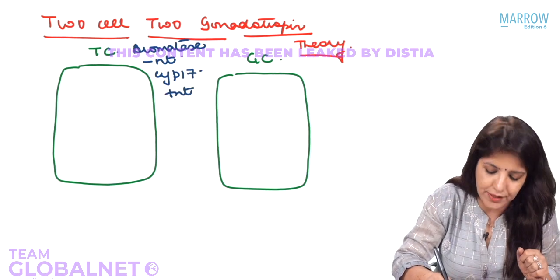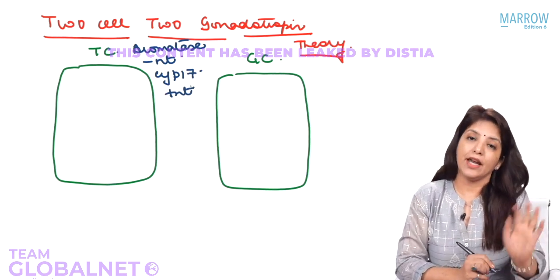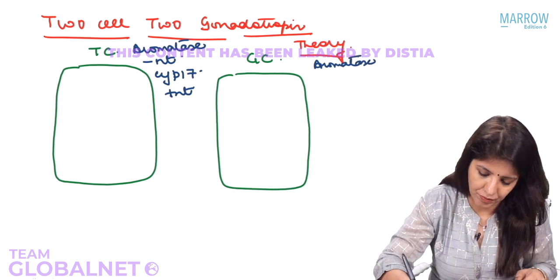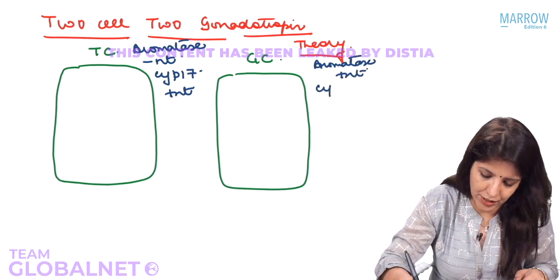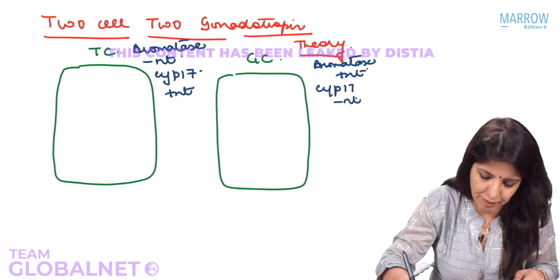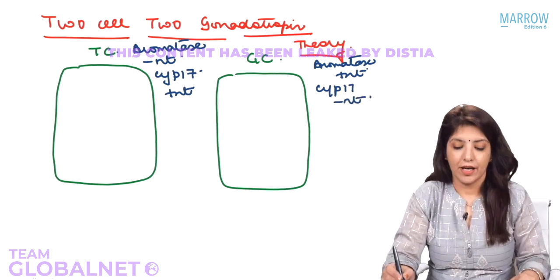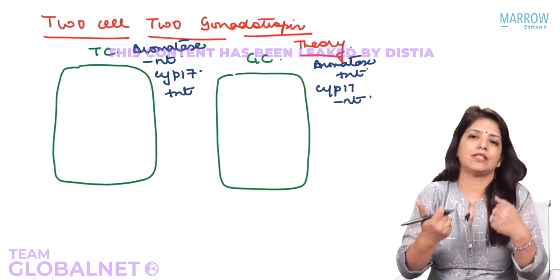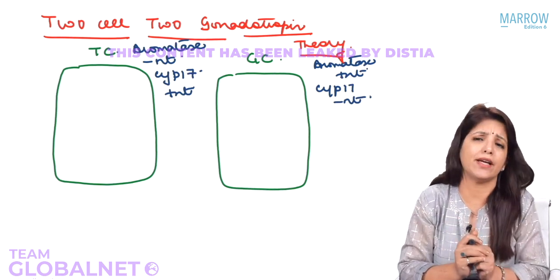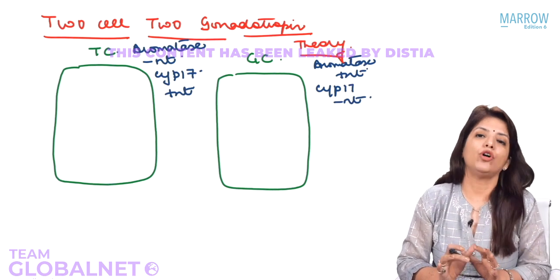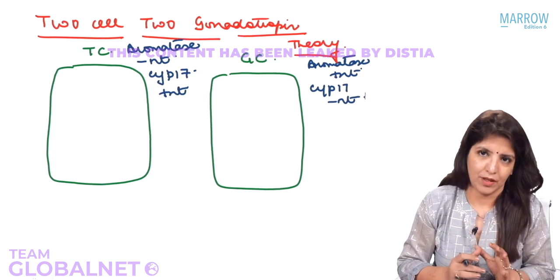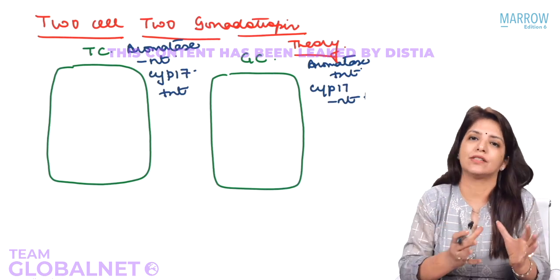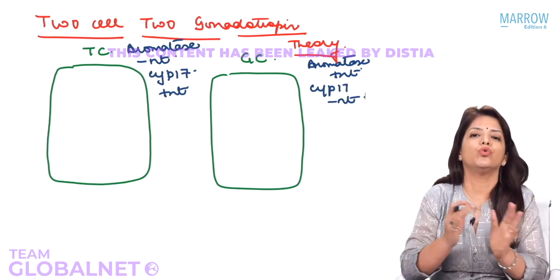CYP17 is present in theca cells. In granulosa cells, aromatase is present, but CYP17 is absent. Right? Now, because both these cells are lacking something and both are having something, it is believed that in order to produce estrogen, the ovary needs a combined action of both these cells. That is why it is two cell.